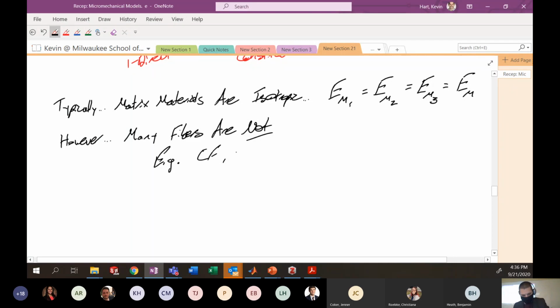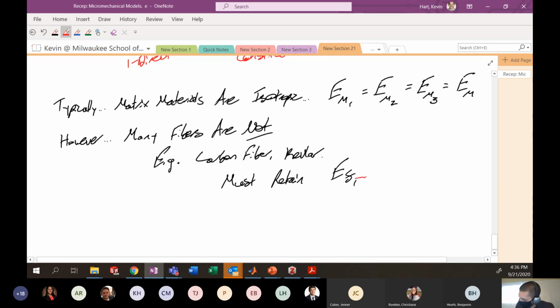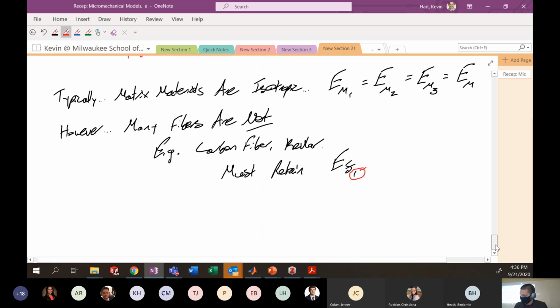Carbon fiber. I'll write it out. Ergo, carbon fiber and Kevlar. So we must retain the directionality, like E_F1, for instance. Got to retain that subscript, the modulus of the fiber in the one direction. It's because the modulus of a carbon fiber in the one direction is not the same as the modulus of a carbon fiber in the two direction.